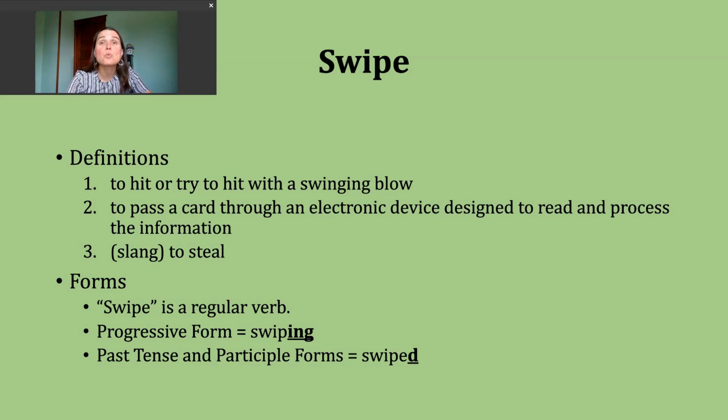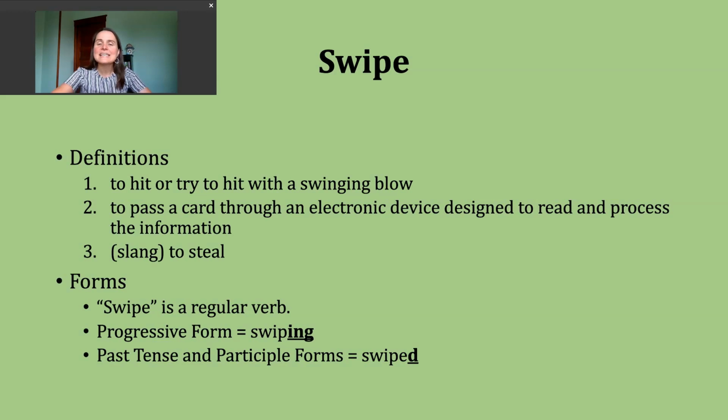You should know that swipe is a regular verb. To make the progressive form of this verb, I'm going to drop the E and add ing to form swiping. The past tense and participle forms of this verb can be made by just adding the letter D, since this verb already ends in an E. Now, our base verb, swipe, ends with an unvoiced P sound. And this means that our ed ending is going to make a T sound. So it should sound like this: swiped, swiped.